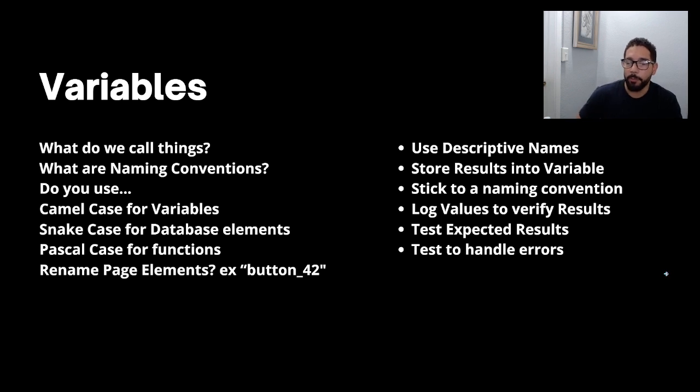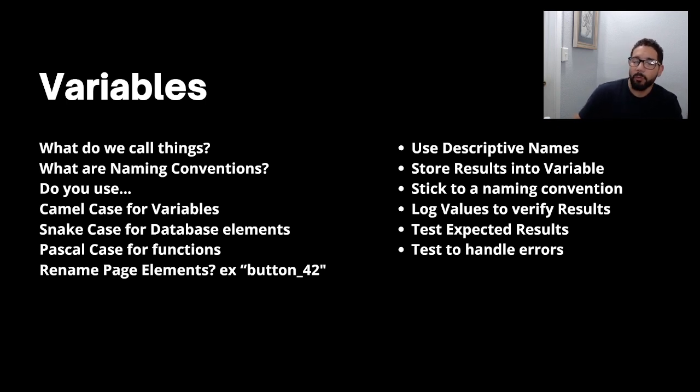So let's talk about variables. Okay, so what do we call things? What are your naming conventions? There's a lot of different naming conventions. I prefer to use camel case for my variables. I have been using snake case in certain APIs and different places that deal with databases or REST APIs. Pascal case, right? It's good for functions, because you can have capital letters or collections that start with capital letters.